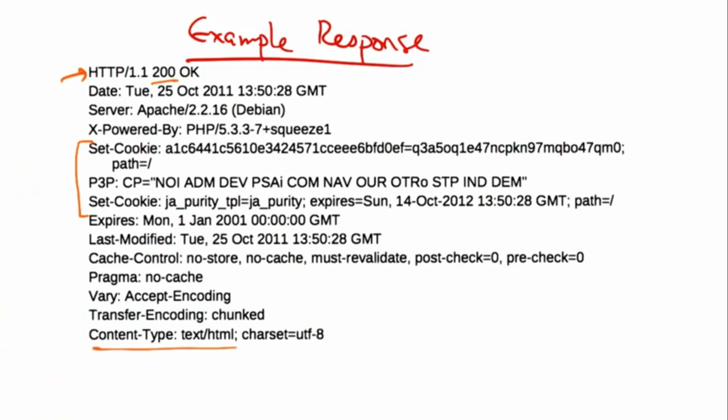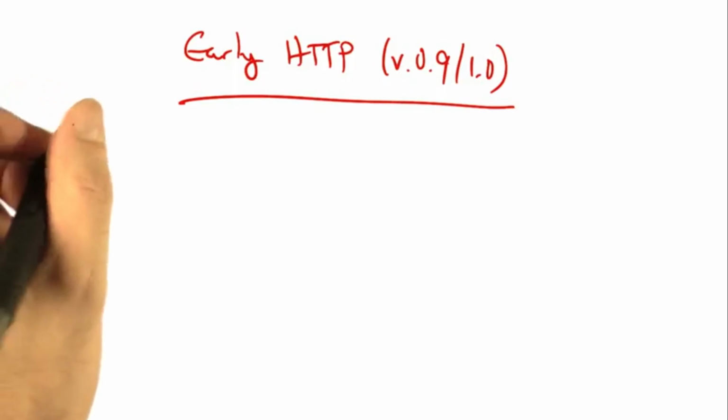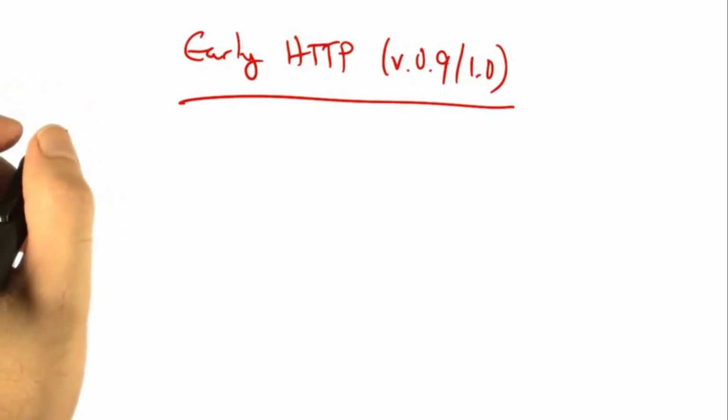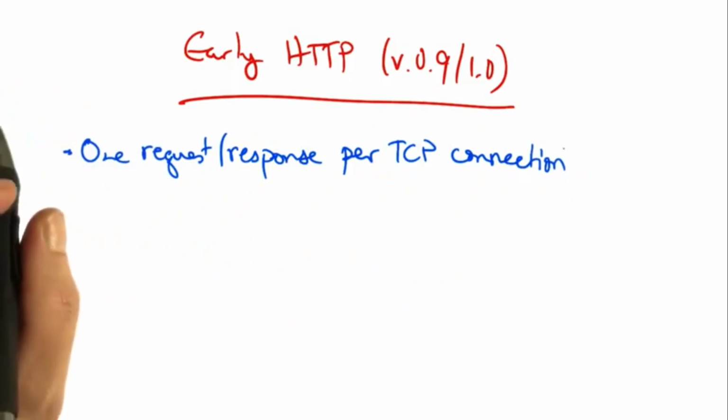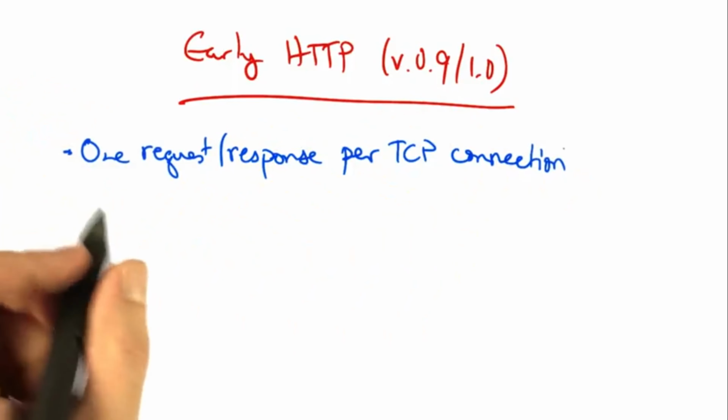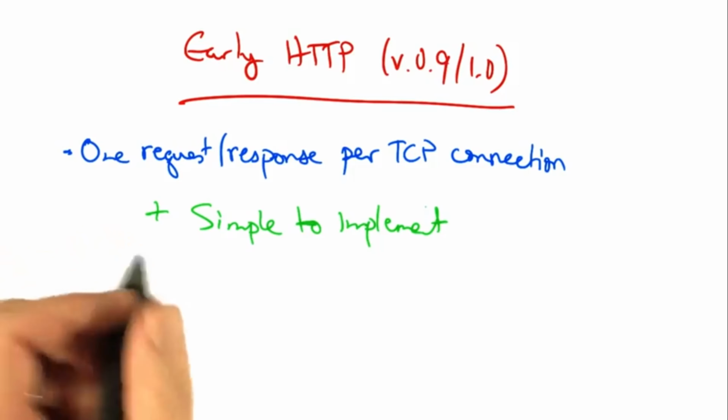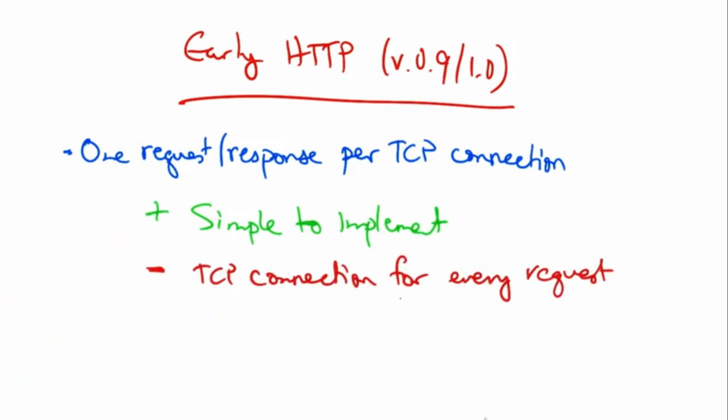There's also a content type header to indicate that the response is coming back in HTML format. Now, early versions of HTTP actually only had one request or response for every TCP connection. On the plus side, this is simple to implement, but the main drawback is that it requires a TCP connection for every request, thereby introducing a lot of overhead and slowing transfer.